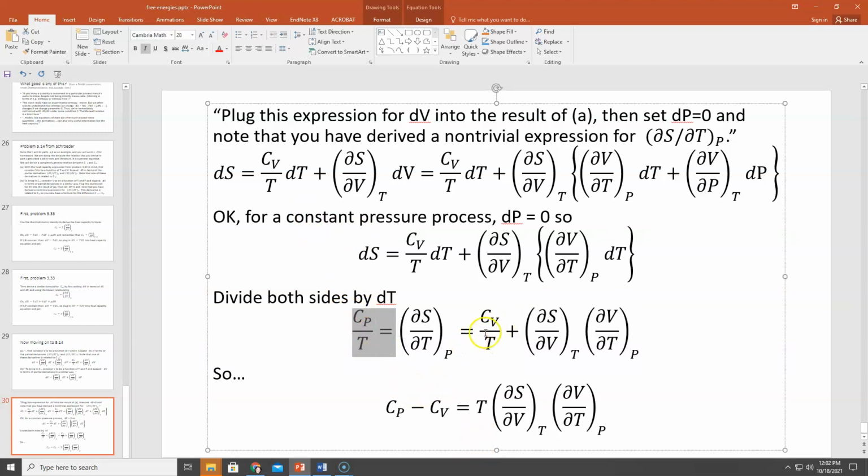Now what you can do is multiply everything through by T, and then move the C_V stuff over to the left-hand side. If you do that, you end up with C_P minus C_V on the left-hand side equal to T times partial S with respect to V times partial V with respect to T. And that's where it leaves off at part B. Then you're going to work the rest of the problem for homework.